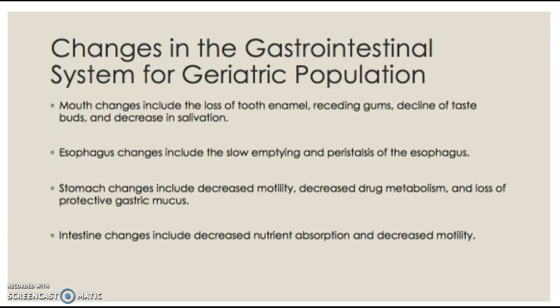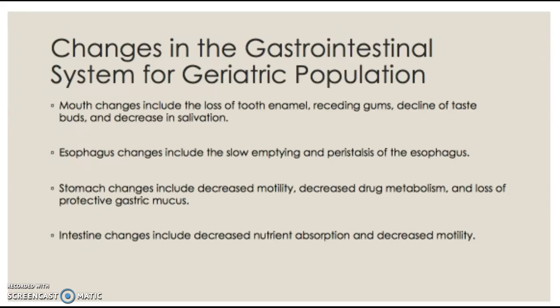Some of these changes are the loss of tooth enamel, which can lead to decay, the receding of gums, which causes inflammation and can cause infection in the gum line, the decline in taste buds, which can lead to anorexia in patients because of their lack of taste, and the decrease in salivation, which often leads to a dry mouth in older patients. Some changes in the esophagus are the slow emptying and sometimes the peristalsis of the esophagus.